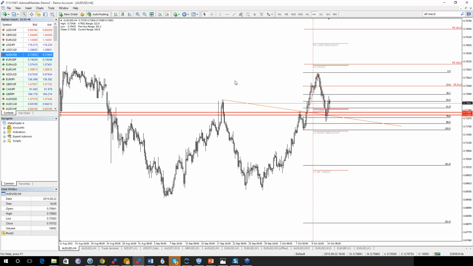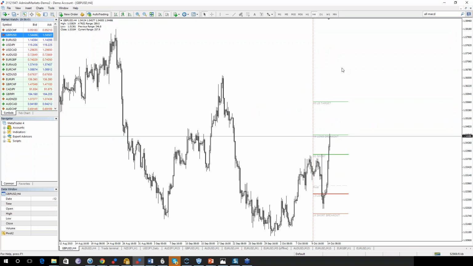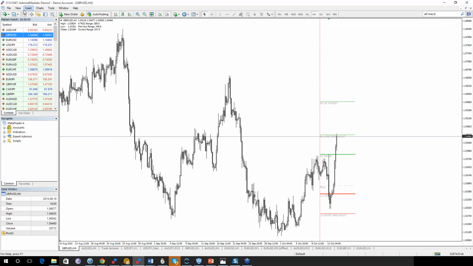Because this is what I teach you guys. I teach you how to use confluence. Your confluence will usually be very close to the candle swings. Okay, let's use another example. This example, okay, GBP dollar. Well, I will use this one.